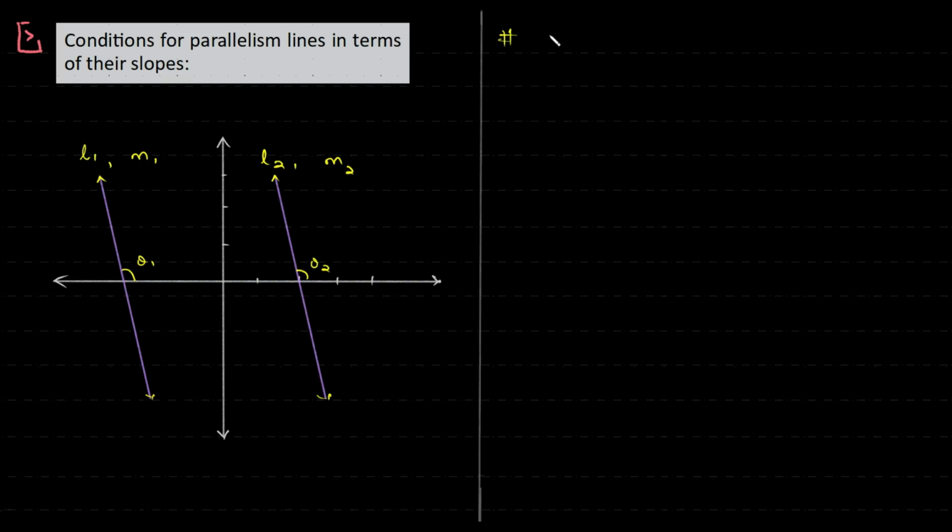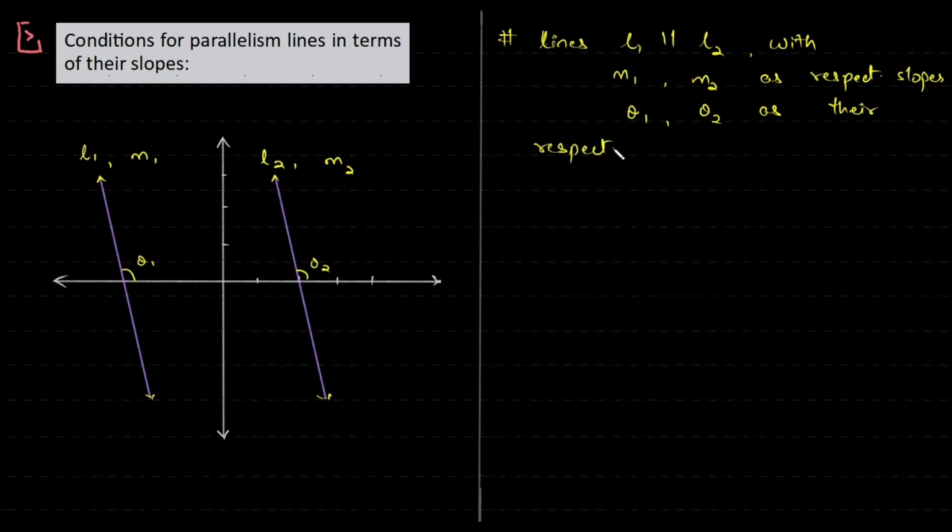Okay, so line L1 is parallel to L2, first thing, with M1, M2 as the respective slopes, and theta 1, theta 2 as their respective inclination of the line. Next thing, theta 1 is equal to theta 2 is what I conclude.